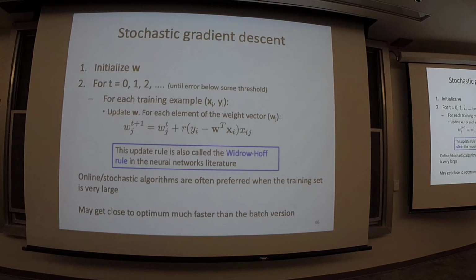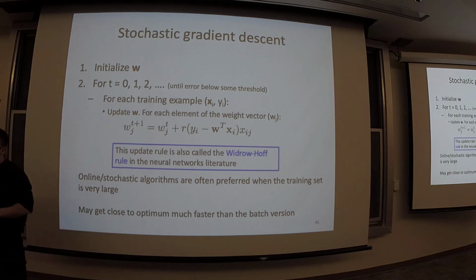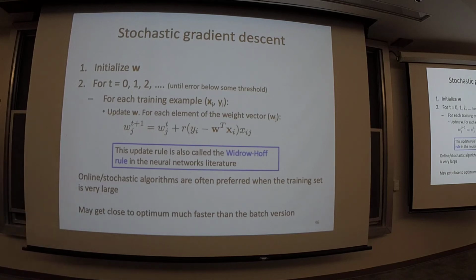Do people ever pick more than one training example at once, like 1% or something? Yeah, that's a very good question. People usually won't just take one example. People usually take a mini batch, like 100 examples or even 500 examples, and then compute the stochastic gradient.